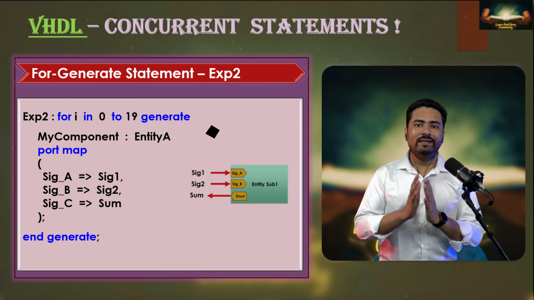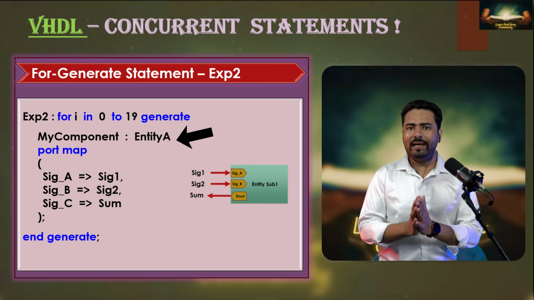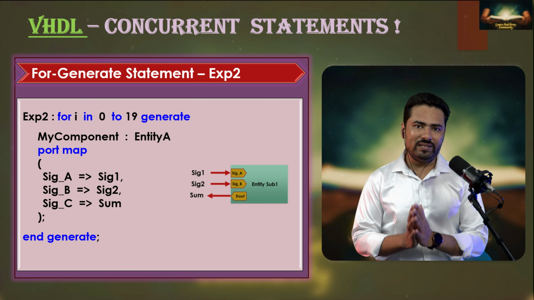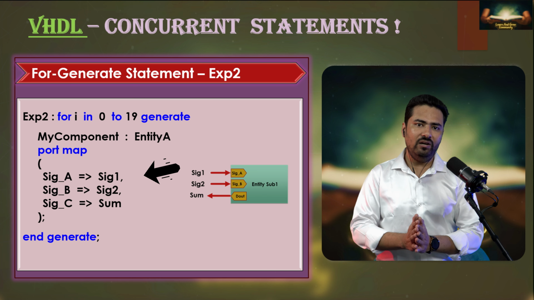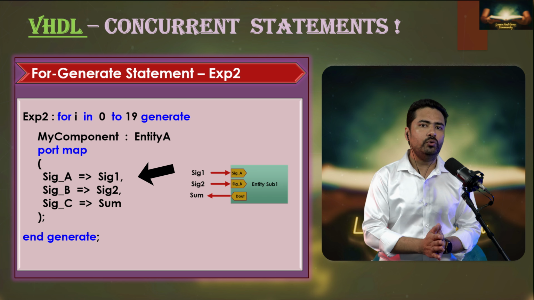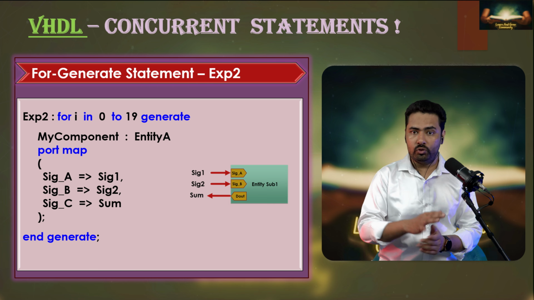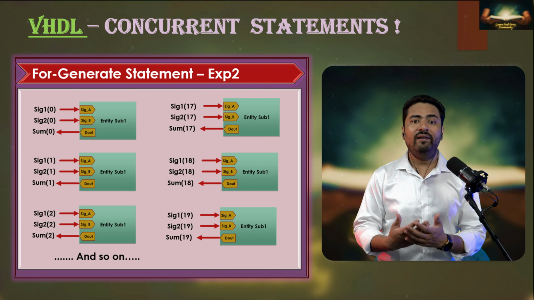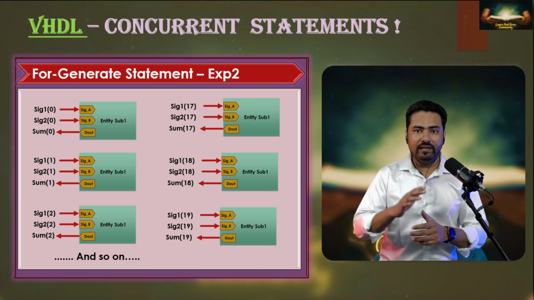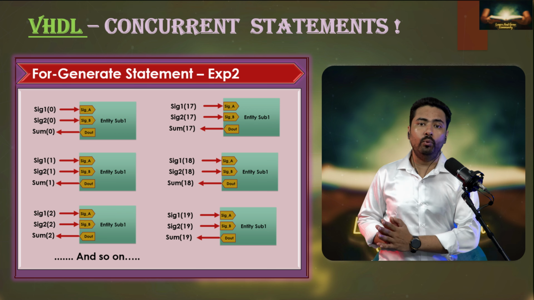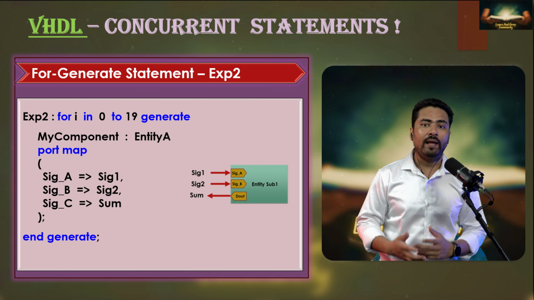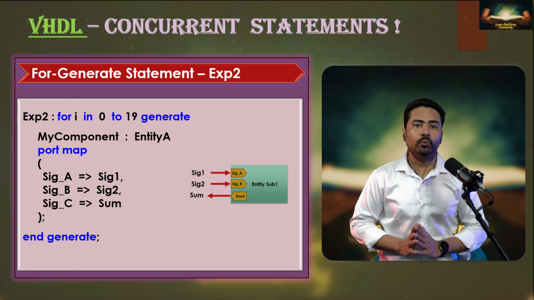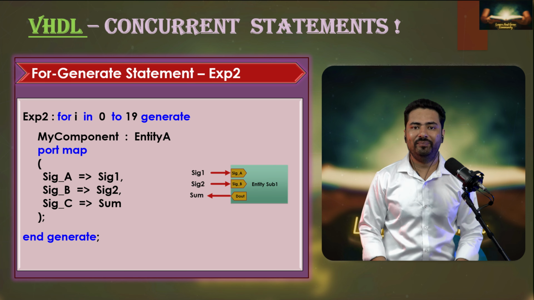Now look at the body of this for generate statement. We write our code similar to the previous video. It is like we are instantiating a single component block. So just like before, I have connected signal 1 to port A, signal 2 to port B, and sum to port D out. Well, if you run this code, then you will have 20 iterations. It will create 20 different components of entity sub1, and all the components will be connected to signal 1, signal 2 and sum respectively.